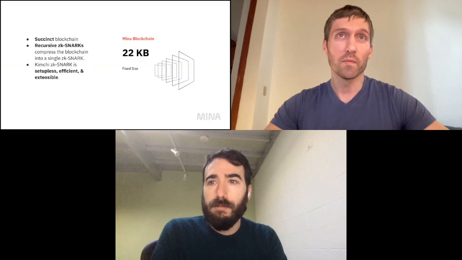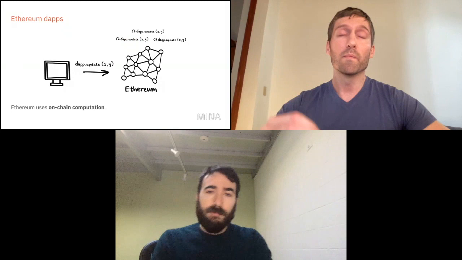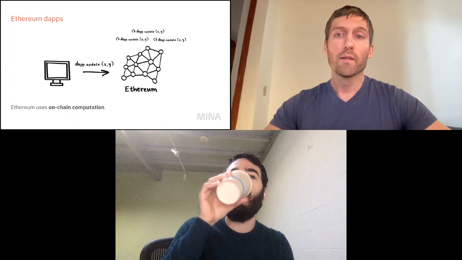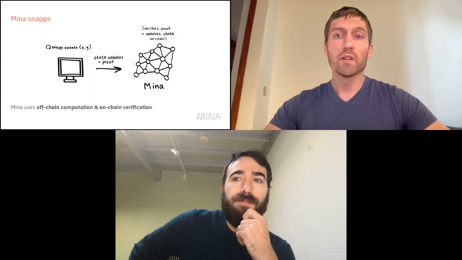So on Ethereum, smart contracts execute on the chain. Users send a transaction specifying one of the methods of the smart contract to the chain along with data arguments. Every node across the Ethereum network executes these same instructions. It was once groundbreaking, but it's woefully inefficient. Mina snaps use a totally different model.